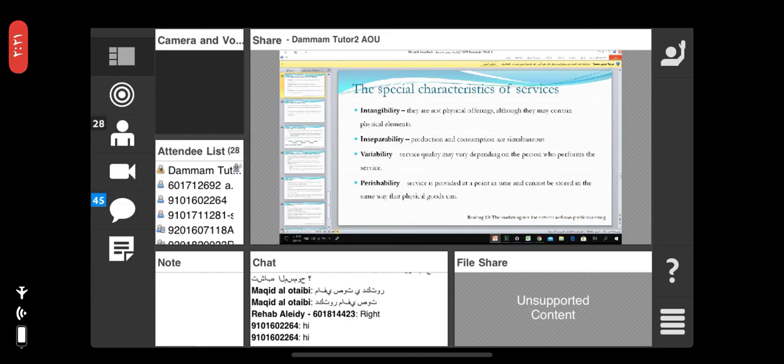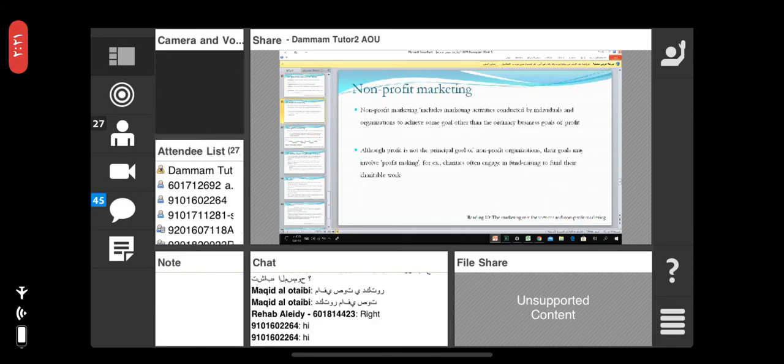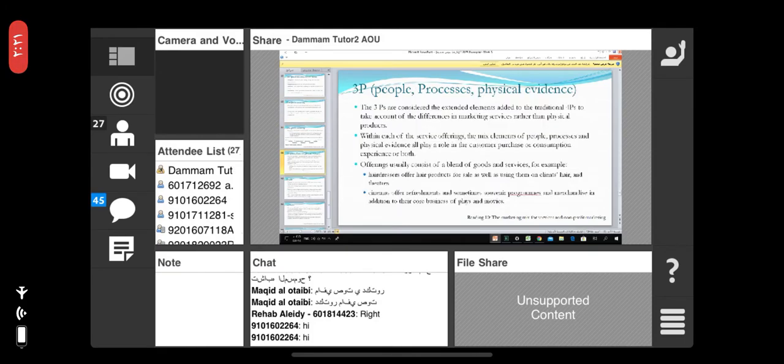And the fourth characteristic of services is perishability. Some types of services, what did we say? If you don't use it, it's gone, right. For example, with airplane tickets, sometimes if you don't use your boarding, it's gone, there is no refund. We talked about non-profit marketing.